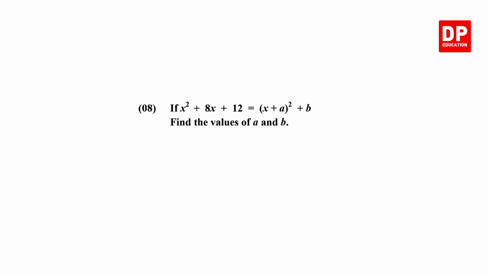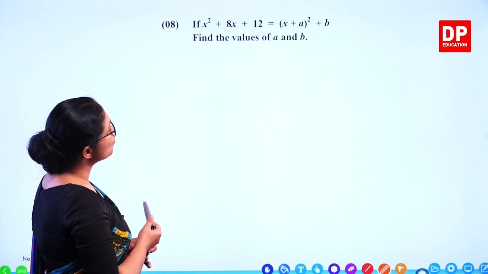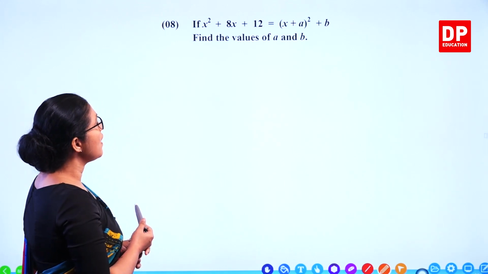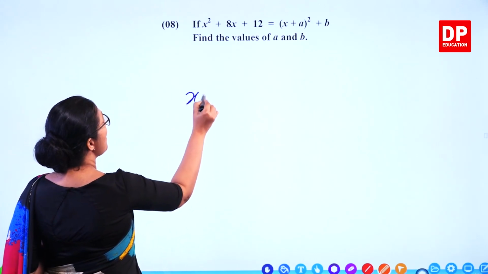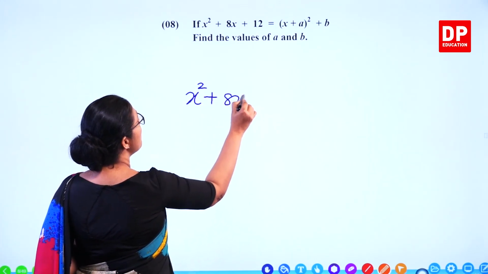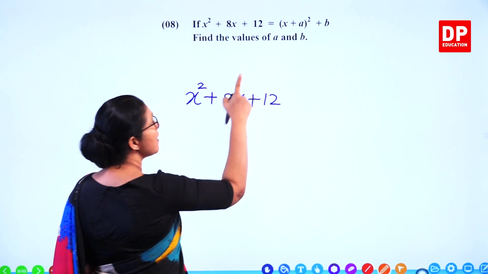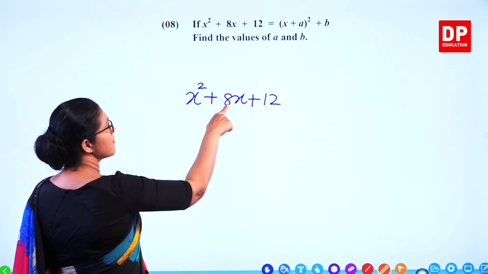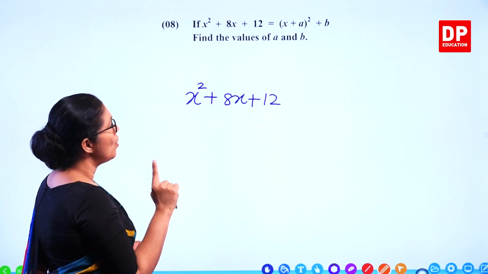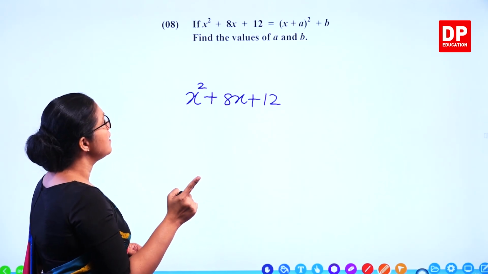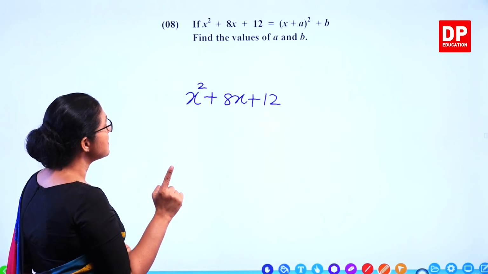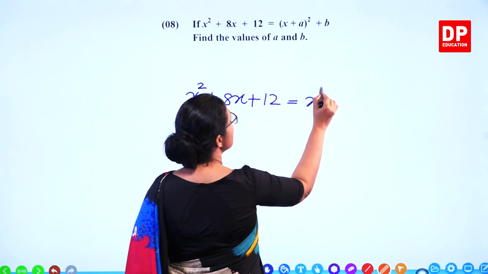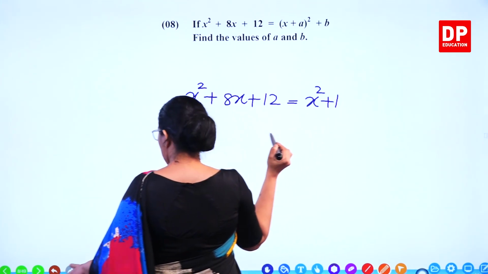Question number 8. If x squared plus 8x plus 12 is (x plus a) whole squared plus b, find the values of a and b. So that means you have to use the completing the square method to make a square term. You take the x term, divide by 2, that's 4. 4 squared is 16. So you have to add 16 to get the square term.